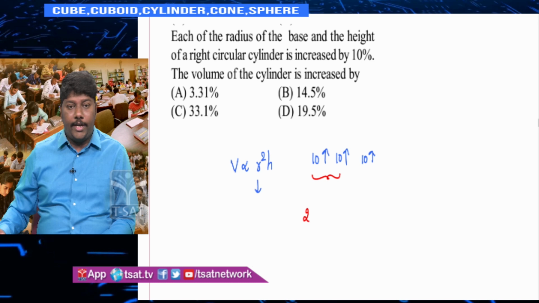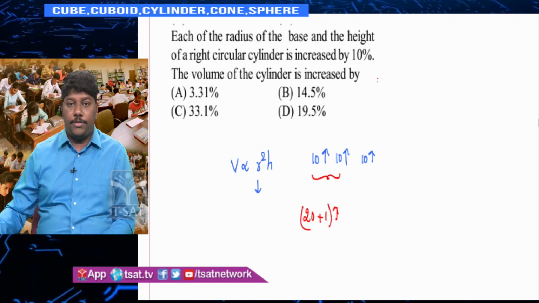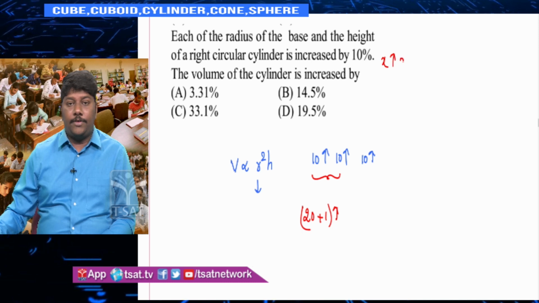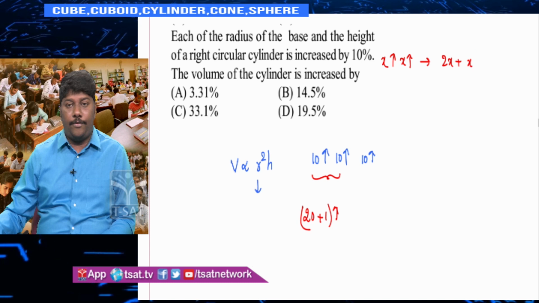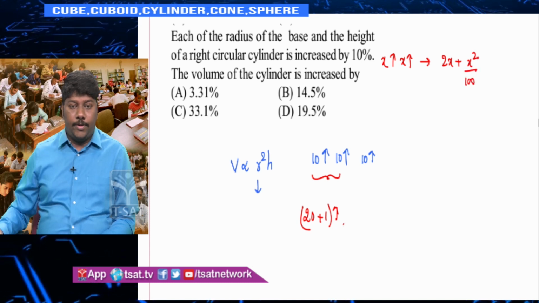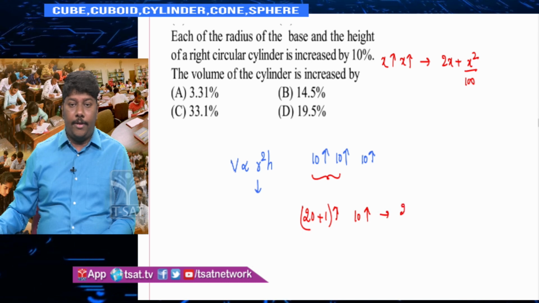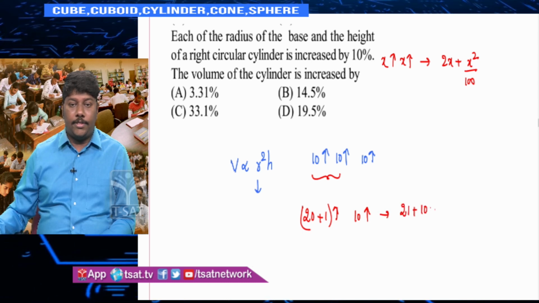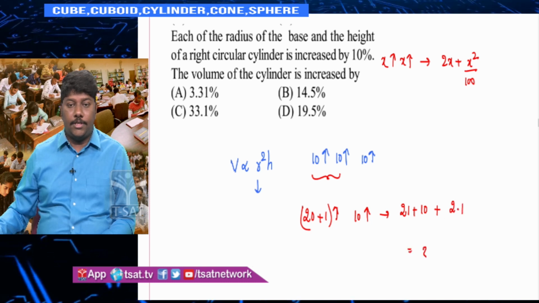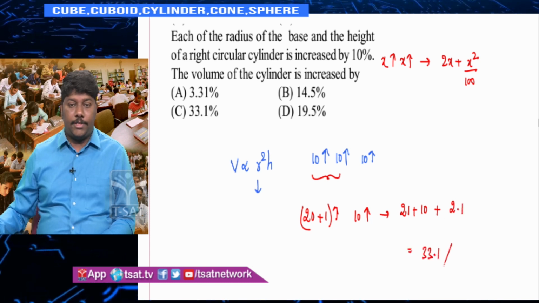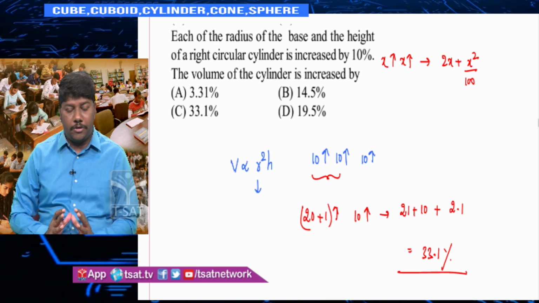10 plus 10, 20 plus 1, 21%. What is the formula used? If both of them are x% increase followed by x% increase, x plus x, that is 2x, plus x square by 100 is the formula for increase. So you can say this is 21 followed by 10. So 21 followed by 10 means 21 plus 10 plus 210 by 100, that is 2.1. So overall increase is how much? 33.1%.